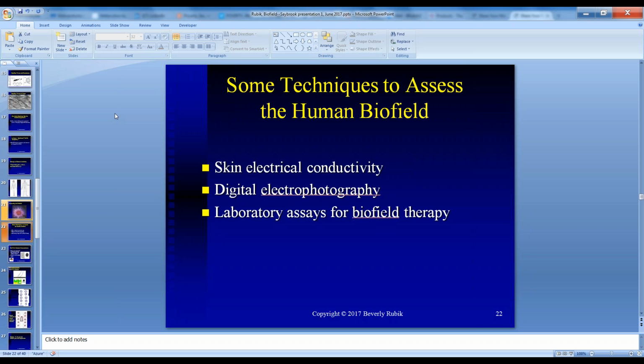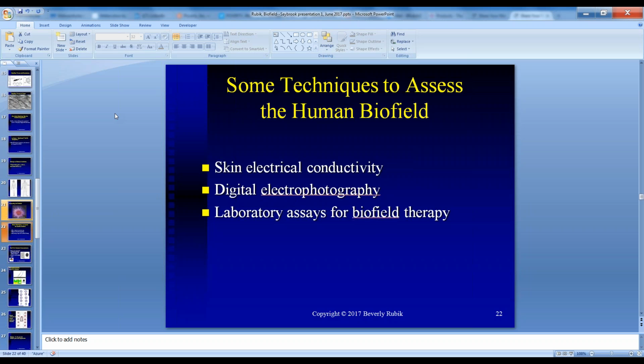So there are some techniques to assess the biofield, and some of them, such as skin electrical conductivity, have been elevated to glorious biofeedback devices. This is sometimes called meridian biofeedback, where you take a look at the electrical conductivity of each acupuncture meridian and how it changes then after you do an intervention with someone.